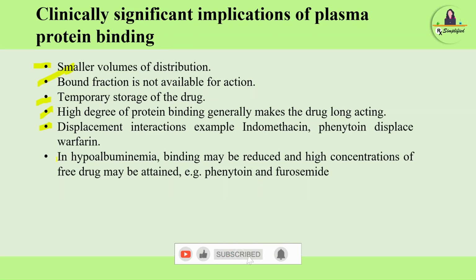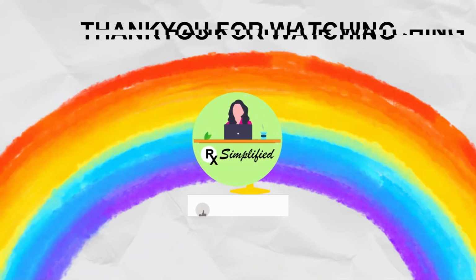In hypoalbuminemia, binding may be reduced and high concentrations of free drug may be attained. Example phenytoin and furosemide. It means if any disease decreases the albumin amount, this is called hypoalbuminemia. In that patient, phenytoin should be given in a slow dose. These are the clinical significance of plasma protein binding.